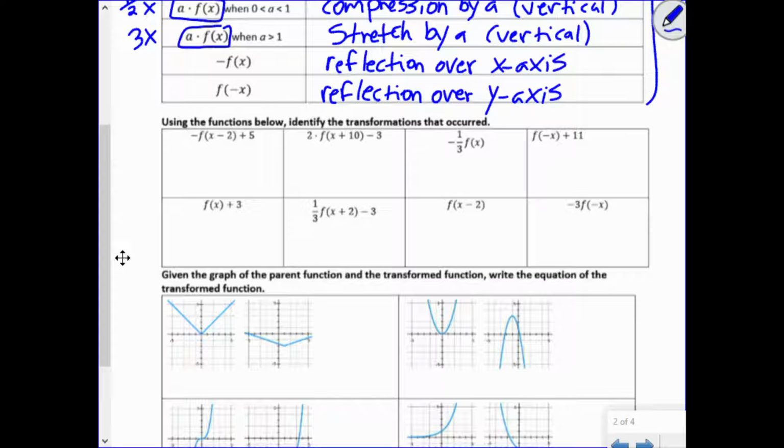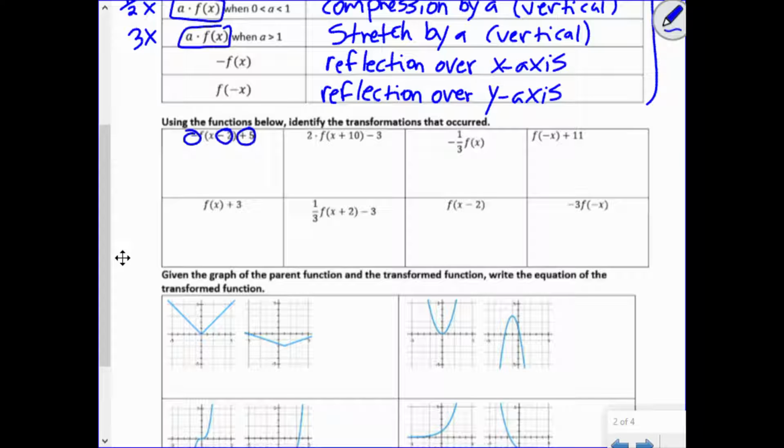Now the best way to do this is to circle everything as a transformation and then name them in order. So in your function, the things that are not going to be transformations are the f, the function symbol, and x. Everything else is a transformation. So you have this negative right here, we have this -2, and we have this +5. So we have 3 different transformations. I need you to tell me what they are.